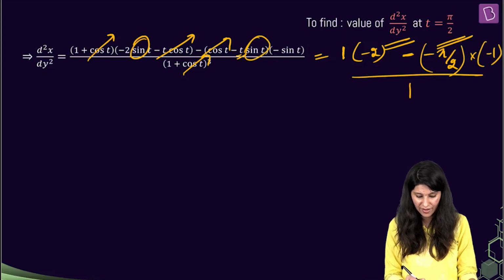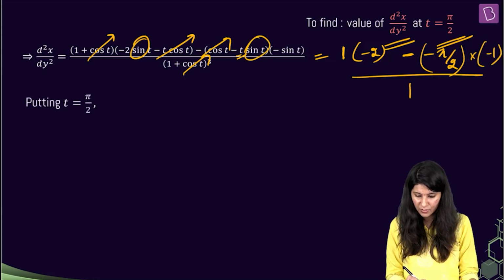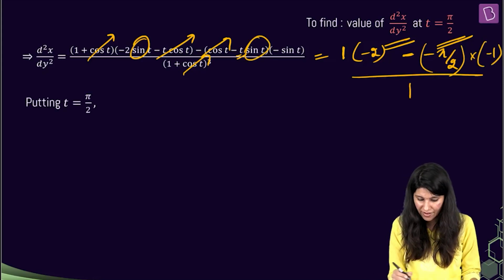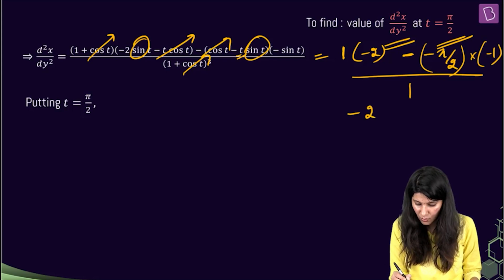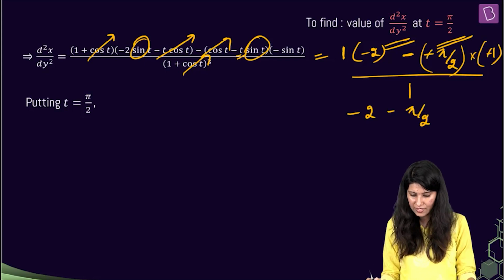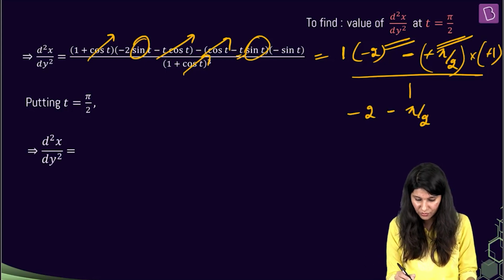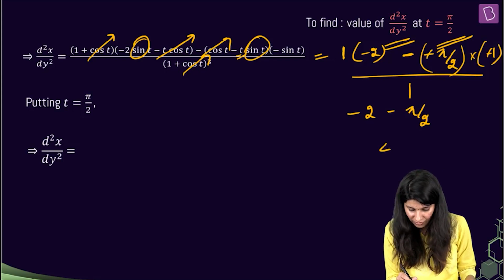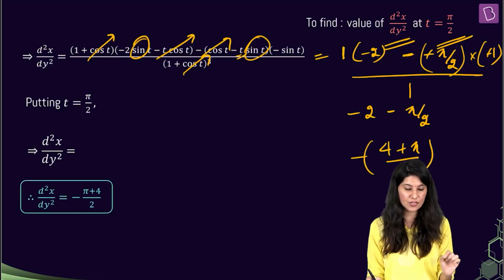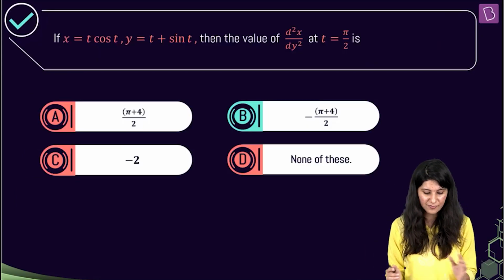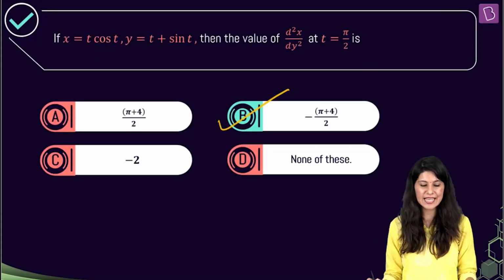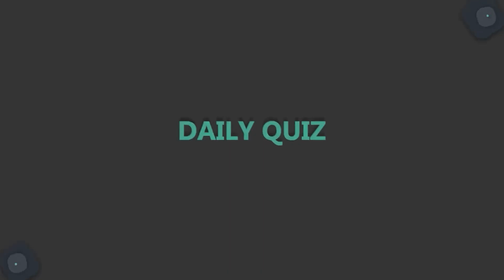So what do you have at t equal to pi by 2? You have minus 2, then you have minus minus plus, so you have minus pi by 2, right? Whole upon 1. So minus 2 minus pi by 2. If you take LCM, what do you get? You get 4 plus pi by 2 with a negative sign. Yes, this is your answer: minus of (pi plus 4) by 2. Option B is exactly right. Got it?